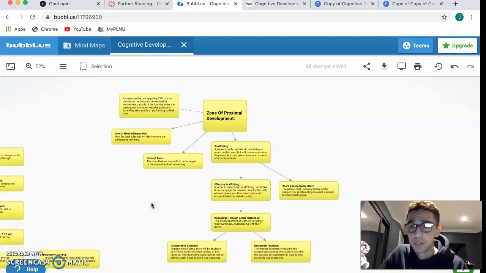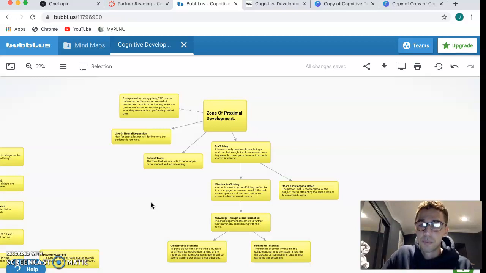So effective scaffolding, right? How do we do this effectively? How do we effectively help them, but without over helping them, right? So this is done in order to ensure that scaffolding is effective. It must engage the learners, simplify the task, place emphasis on the correct steps, and ensure that the learner remains calm, right? You don't want to overwhelm them. You don't want to have them get distracted. You want to ensure that your support is not going unnoticed, right?